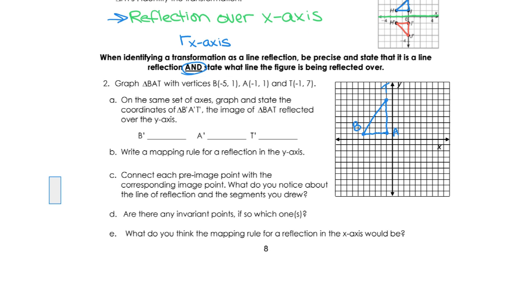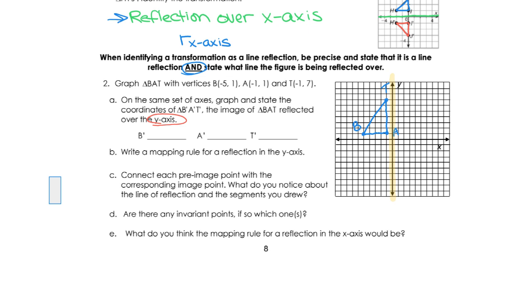Okay. So part A says, on the same set of axes, graph and state the coordinates of triangle B prime, A prime, T prime, the image of triangle BAT reflected over the y-axis. Okay. I also highly recommend using a highlighter and highlighting the line you're reflecting over. I find that helps a lot. Okay. Because they said y-axis, I'm going to go ahead and highlight my y-axis. And I'm going to go ahead and take that triangle and flip it over.